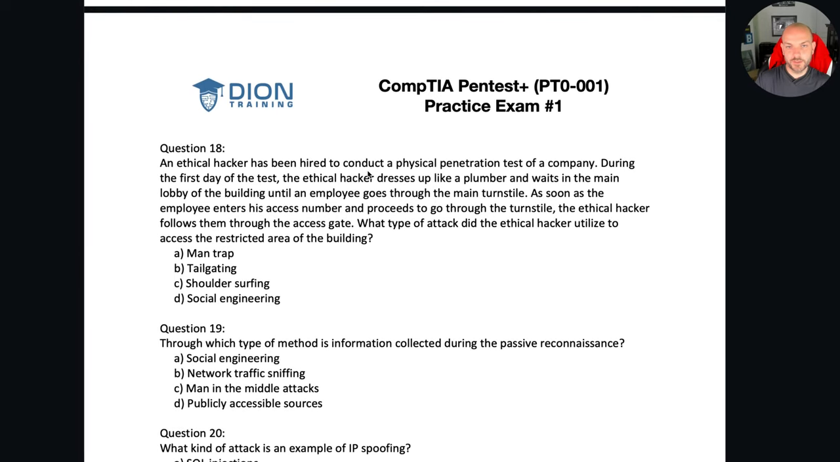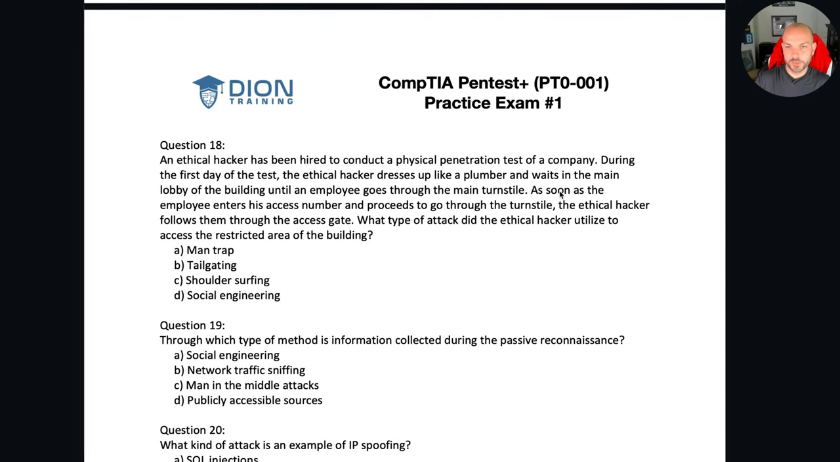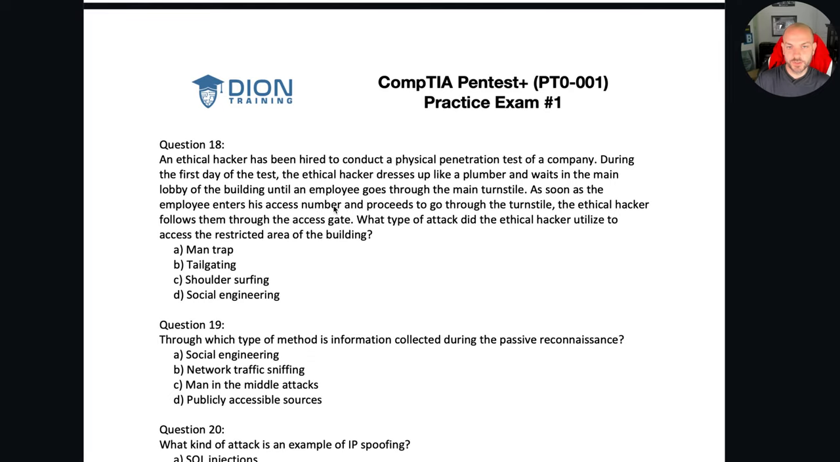An ethical hacker has been hired to conduct a physical penetration test of a company. During the first day of the test, the ethical hacker dresses up like a plumber and waits in the main lobby of the building until an employee goes through the main turnstile. As soon as the employee enters his access number and proceeds through the turnstile, the ethical hacker follows them through the access gate. What type of attack did the hacker utilize to access the restricted area of the building? Man-trap, tailgating, shoulder surfing, social engineering.